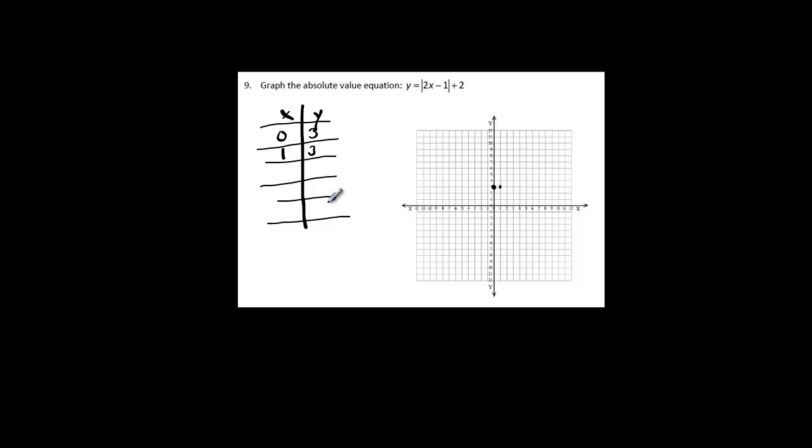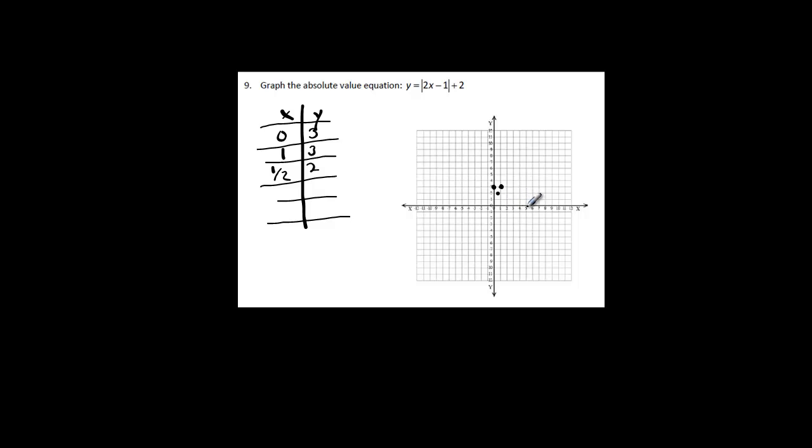So the vertex is going to be in between those 2 points, since these 2 points lie on the same horizontal. So let's find out right in between. 1/2. 2 times a half is 1. 1 minus 1 is 0. 0 plus 2 is 2. So at 1/2 comma 2 is there. So that's going to be your vertex.